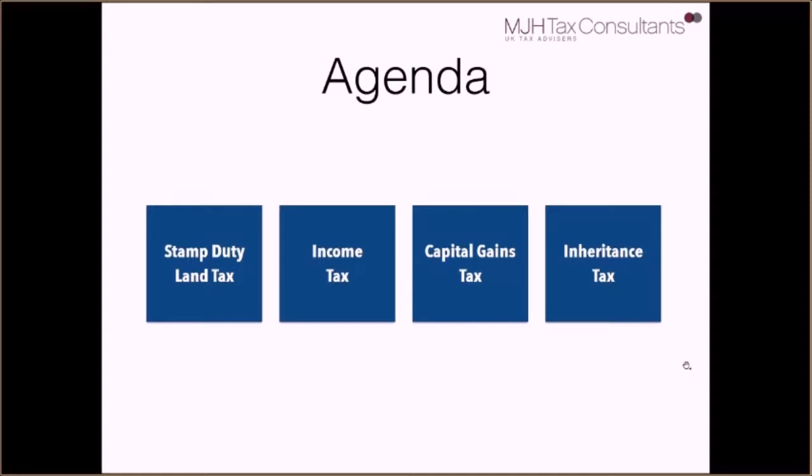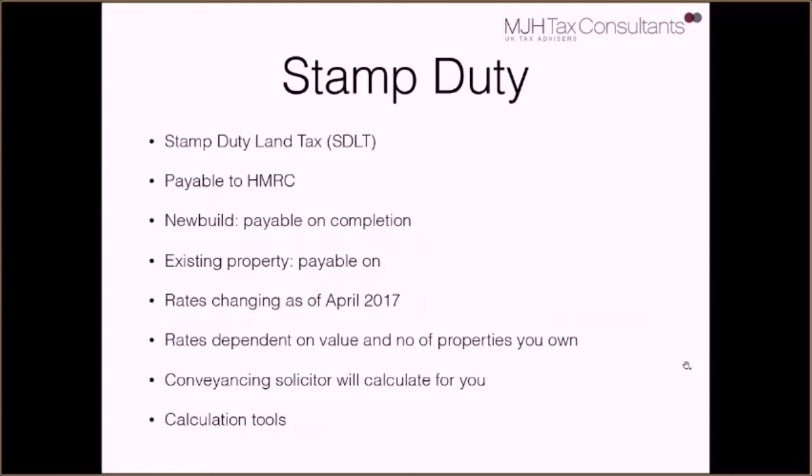So if we look at stamp duty land tax first, essentially it's a transaction tax. This is a tax which the UK government charge on pretty much all new purchases, whether they're new build or existing properties. And as you can imagine, that tax is payable to HM Revenue and Customs. So long as pretty much 75% of the purchase price is paid on completion, when you finalise the purchase of the property, that is when the stamp duty land tax becomes payable.